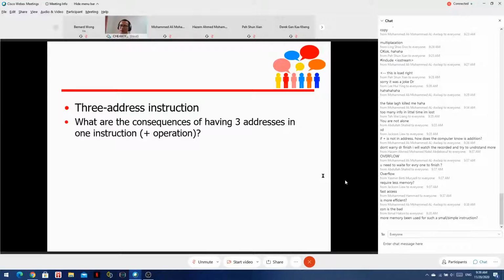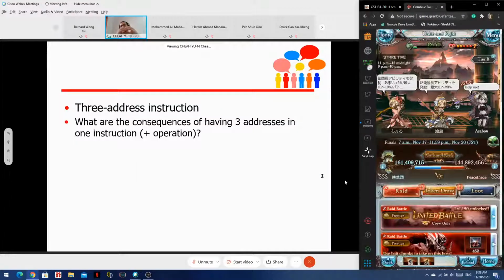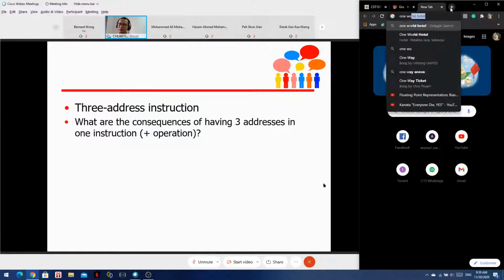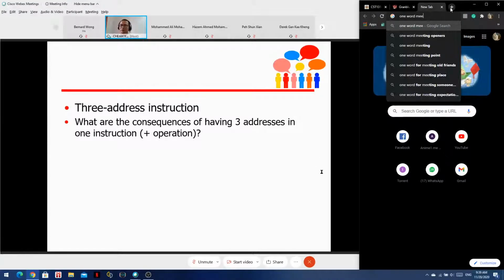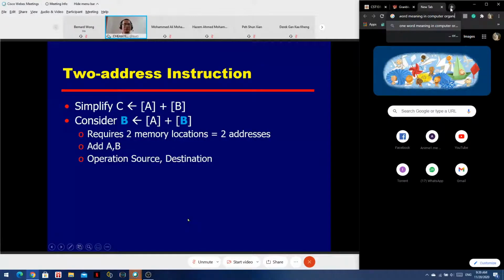Ikmal, I don't quite understand what you mean. More memory being used? But you see, that one instruction is still one word, so there's no additional memory involved. Maybe you want to clarify? Anyway, that's just one word alone. Right, thank you. Now let's go into 2 addresses.